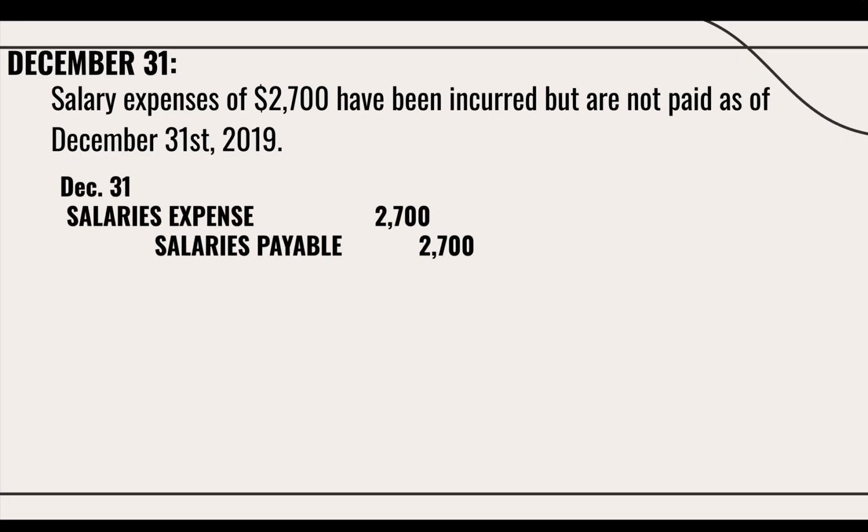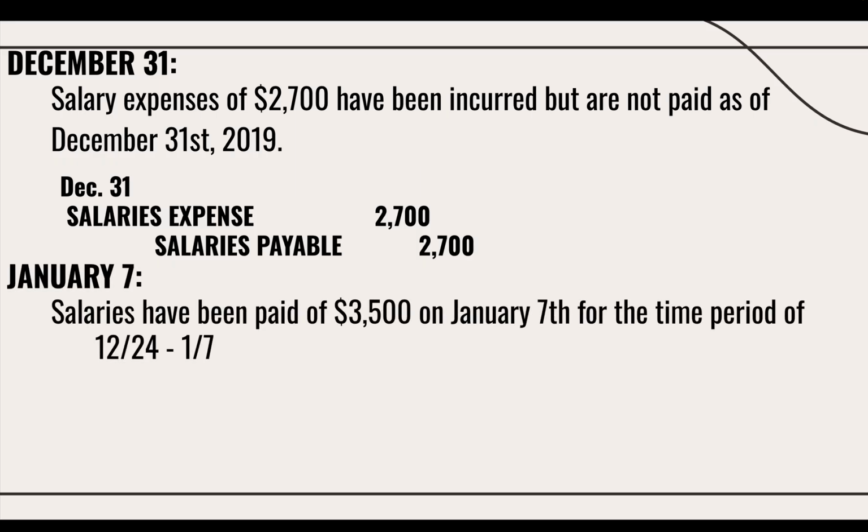All right, it's a debit to salaries expense and a credit to salaries payable. Recognizing the expense in 2019 to reflect accurately the number of hours that were worked in 2019, and then also putting on the books that we owe $2,700 worth of salaries to be paid in the following year.